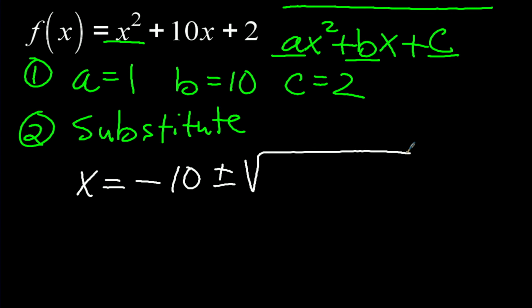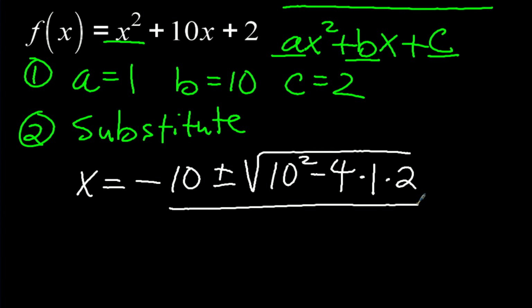And then we have the square root of b squared, and again b is 10, so we have 10 squared minus 4, which is part of the quadratic formula, times a, in this case a is 1, times c, which is 2, and then this whole thing is divided by 2 times our a, which is 1. So the second important step is substituting everything in correctly.